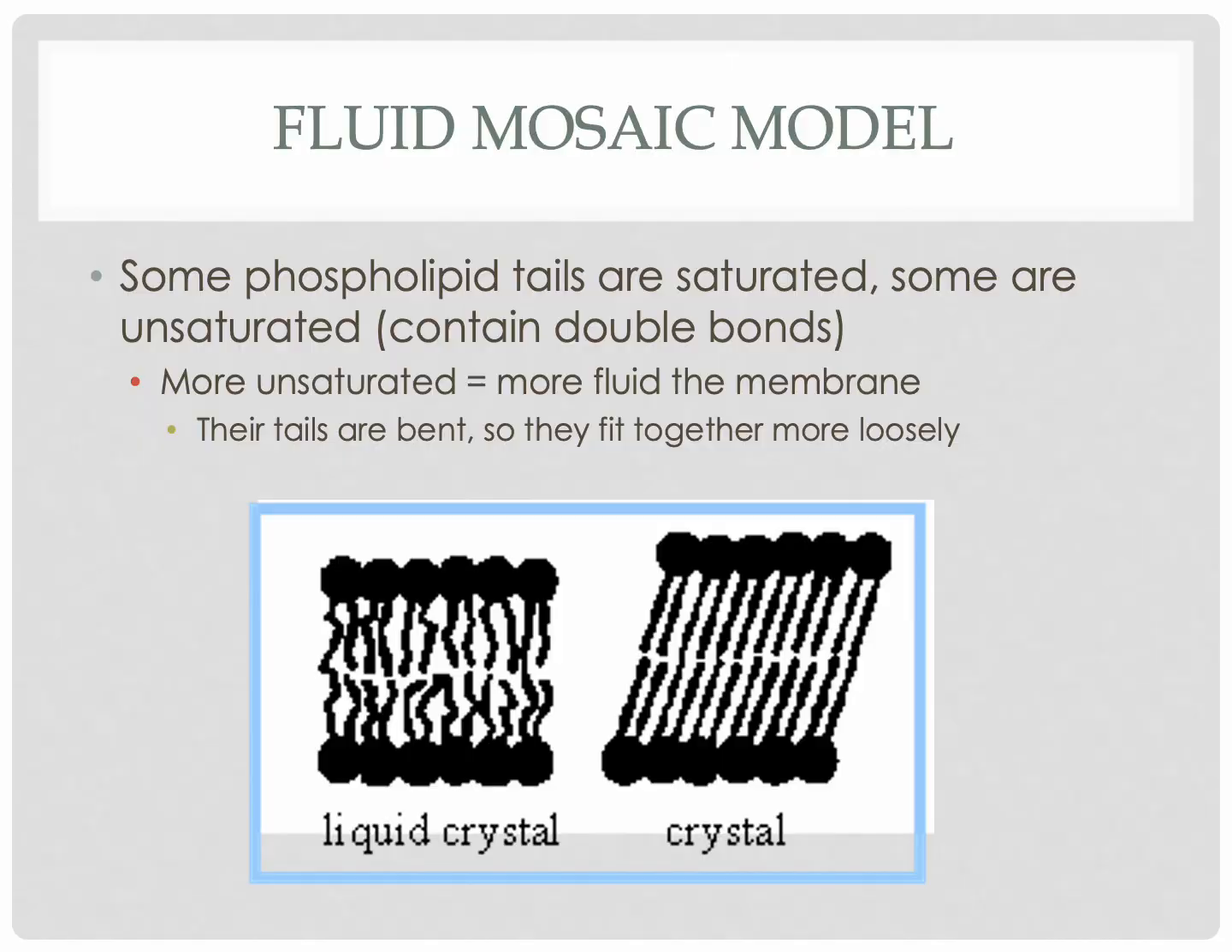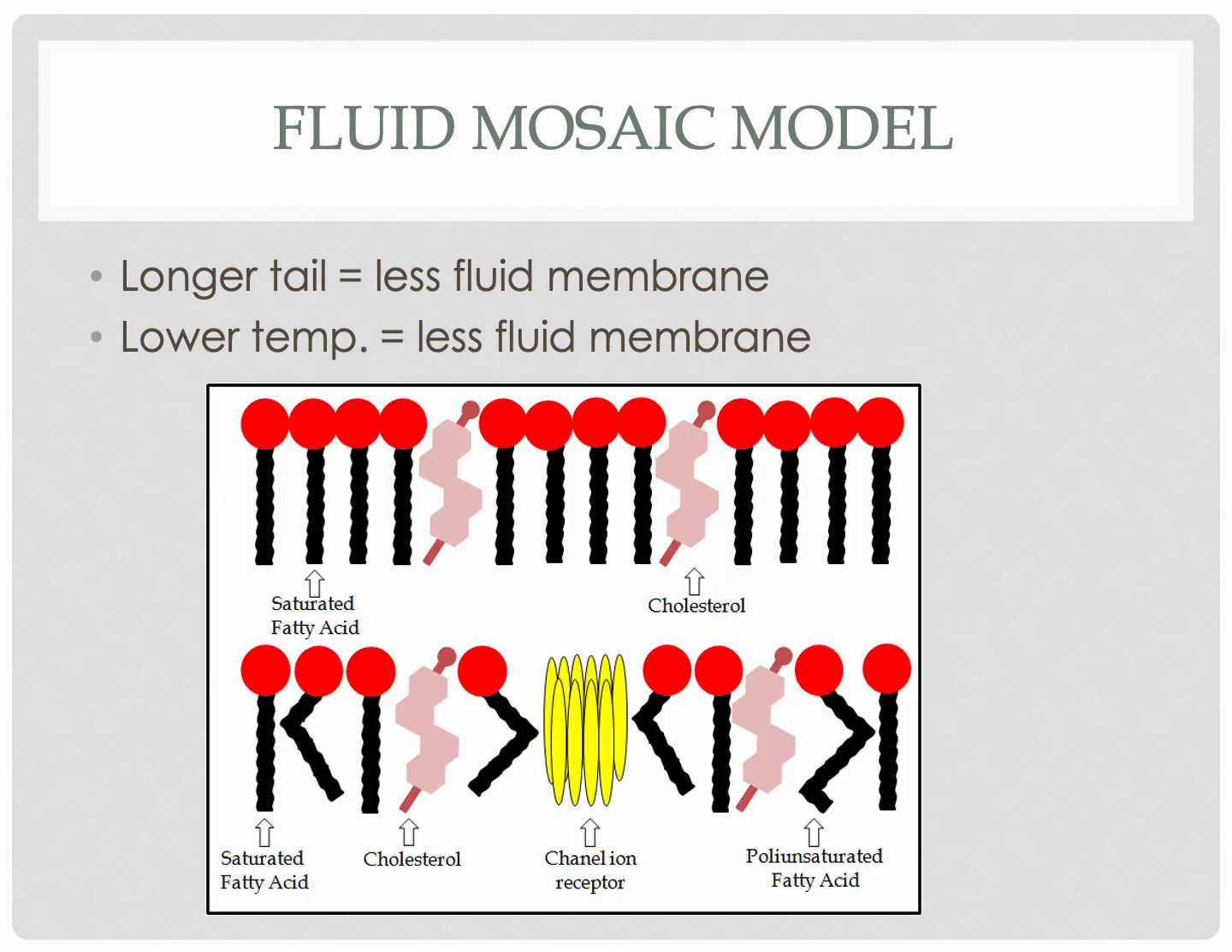Some phospholipid tails are saturated, while others are unsaturated. Unsaturated meaning they contain a double bond. More unsaturation means there's going to be more fluidity in the membrane. Their tails are bent, so they fit together more loosely. Longer tails are also going to make a less fluid membrane. Lower temperatures would also lead to a less fluid membrane.